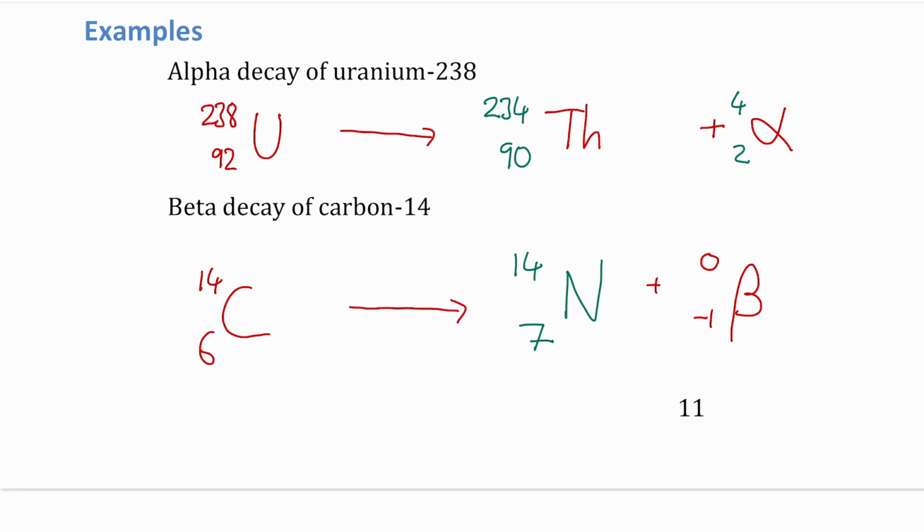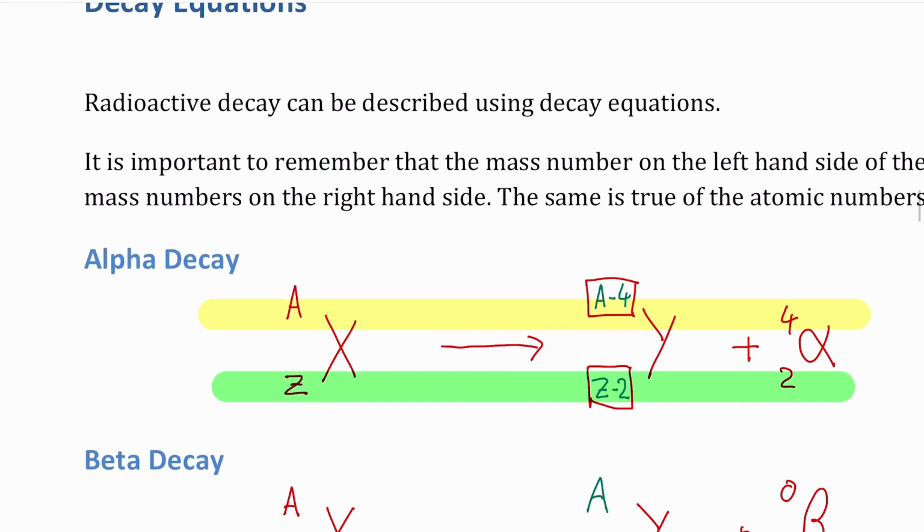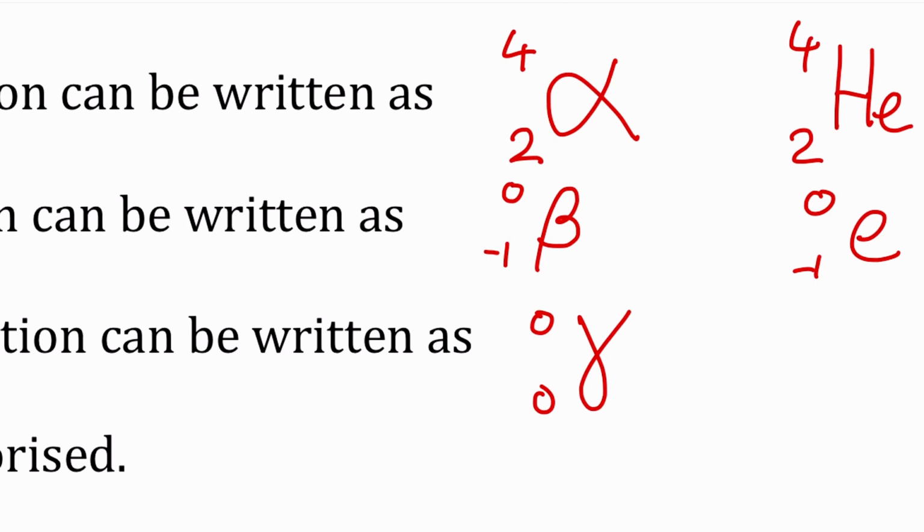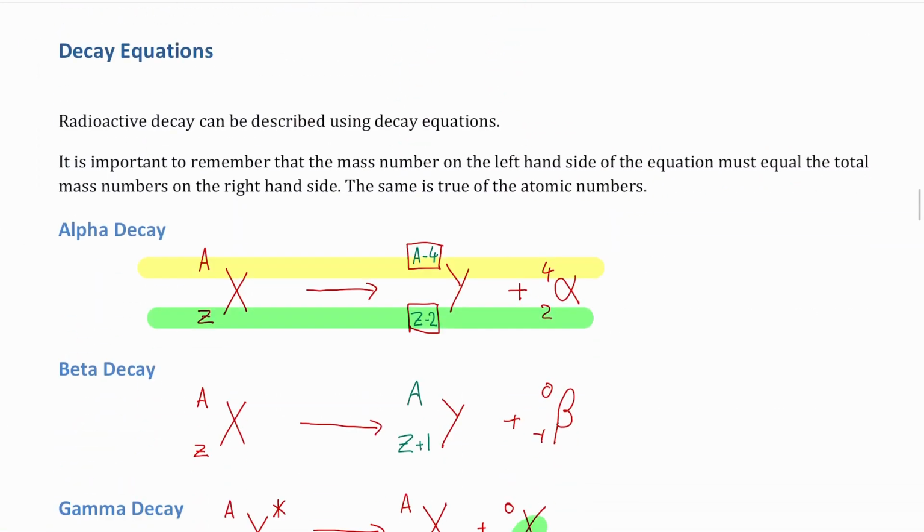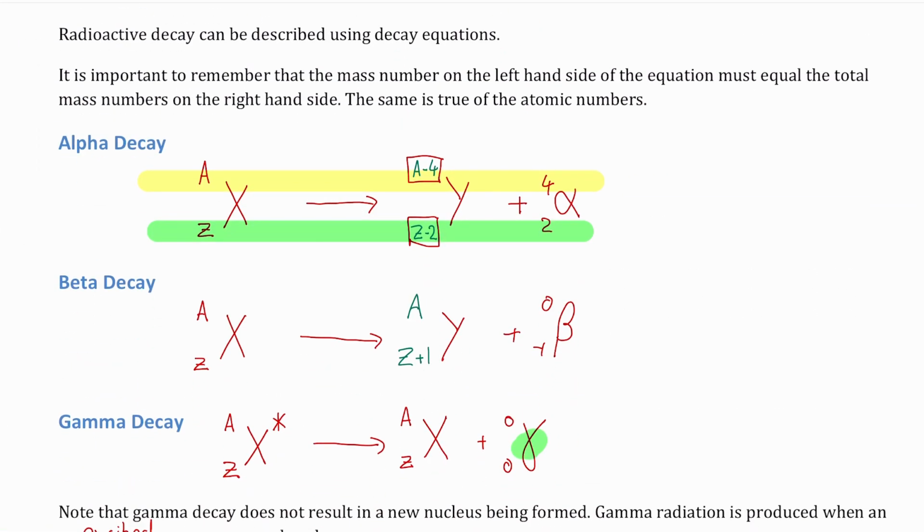So in summary, whenever you're doing a decay equation, what you need to memorize are these things: 4,2 alpha, 0 minus 1 beta, and 0, 0 gamma. They're the only ones you have to memorize. And then you have to balance the numbers on the top line, the mass numbers, balance the numbers on the bottom line. Do not forget that the mass number, the larger number, always goes on the top line. The smaller number, the atomic number, always goes on the bottom line.